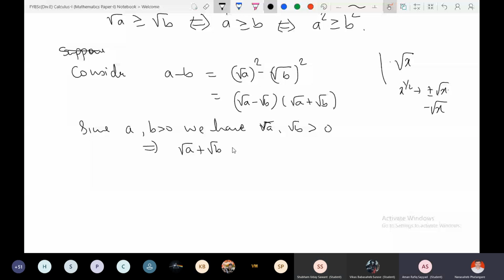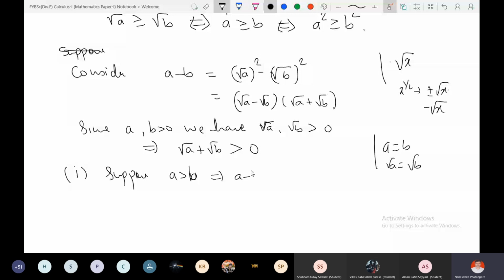So now, first case, suppose a is greater than b. If a is equal to b, then that is not a difficult case. It is a trivial case, because then square root of a is equal to square root of b. So we are worried only about a greater than b. So we assume a greater than b.